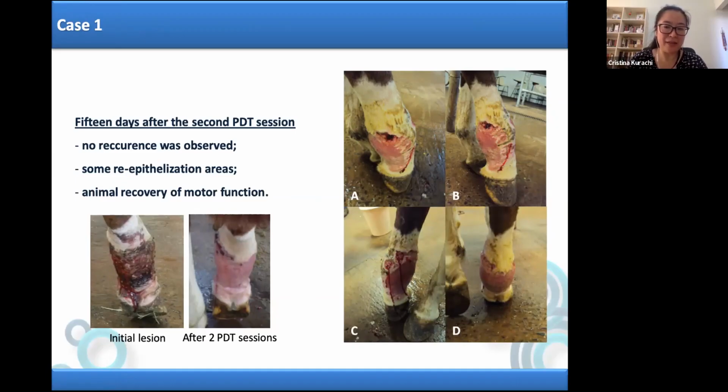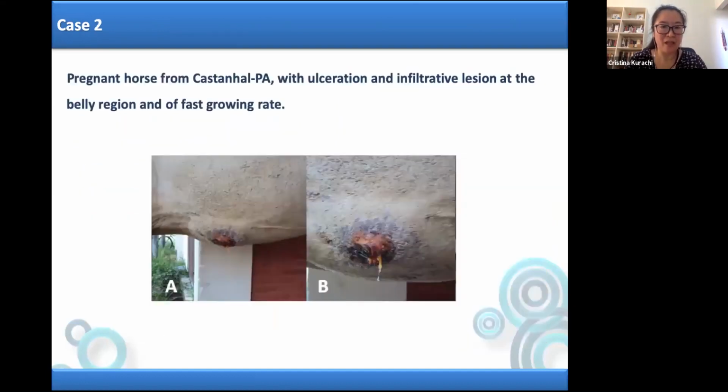Unfortunately, this animal had to be sacrificed because a distant lesion was detected in the mammary glands. Pythium insidiosum can go through the lymphatic and vascular system and cause distant and systemic infection, so this animal had to be sacrificed. And as everybody knows, PDT has only a local response, so we could not have done anything for a distant infection.